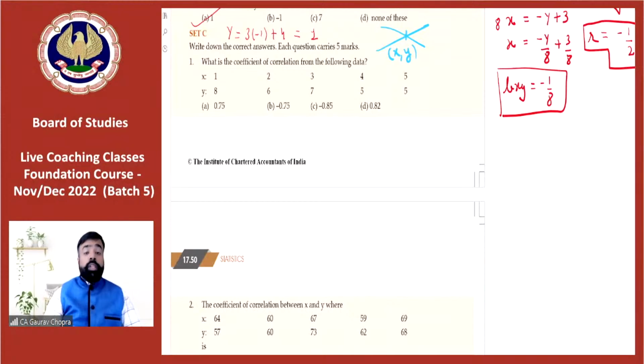See the first one. The first one says find out the coefficient of correlation from the following data. Now the question is not mentioning any method. The question is not saying Karl Pearson, rank correlation or concurrent deviation method. Simply find the coefficient of correlation. So if nothing is mentioned, then by default we have to use the Karl Pearson method. And in Karl Pearson there are 4 formulas, so you can use any of the formulas because all formulas will give the same result.